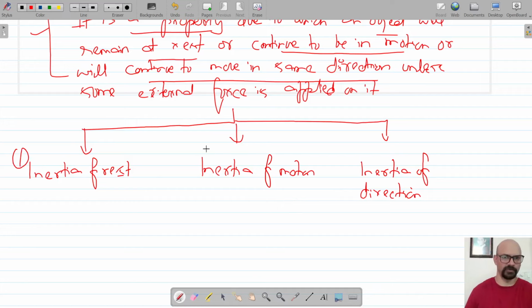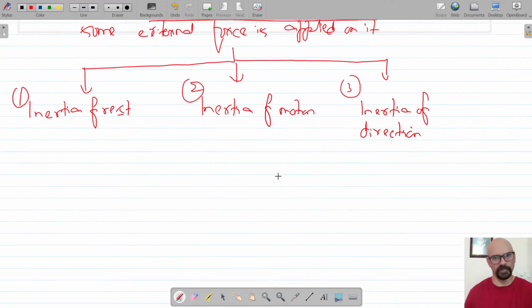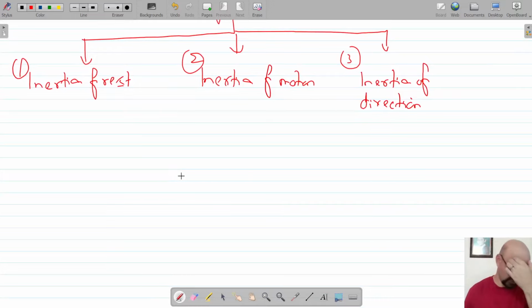So we have three types of inertia: inertia of rest, inertia of motion, and inertia of direction. Now let's consider some daily examples where these inertia is applicable, or we can find the use of the inertia. The first one is when a car suddenly stops or starts, the passenger moves backwards.